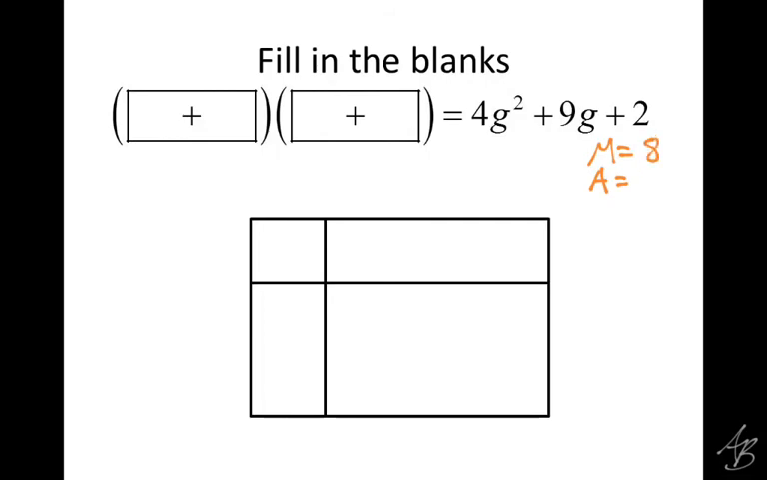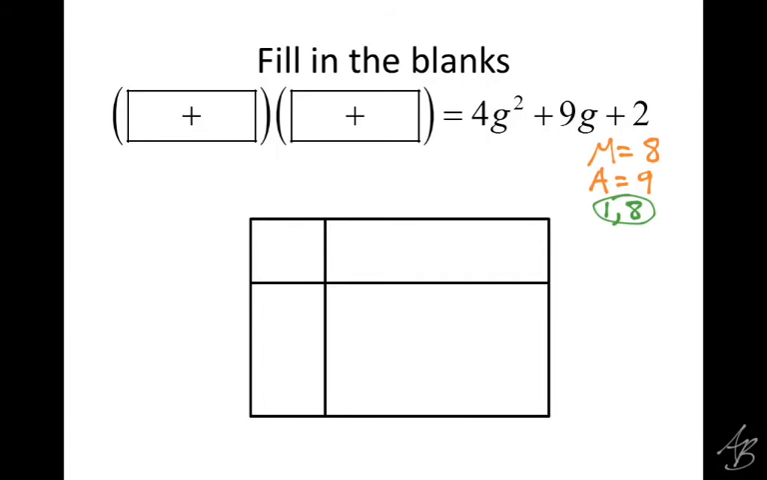What's A? 9. That's going to be the second coefficient, or the number on the second term. So we're looking for two numbers that when we multiply them together we get 8, and when we add them together we get 9. Let's start with 1. 1 times what gives us 8? 8. Okay, does that one work? Yep. It's nice when we only have to do 1, right?